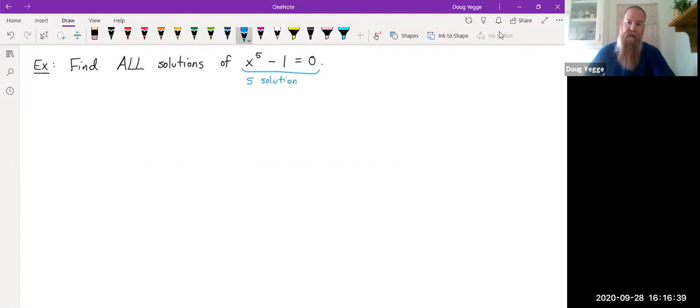And we want to be able to find all 5 solutions. There's a slight problem with that, though, because if we take a look at what this is, if we were to just add 1, this implies that the value we're looking for, if raised to the 5th power, should equal 1. Or in other words, x is equal to the 5th root of 1. The 5th root of 1. What times itself 5 times gives me 1.